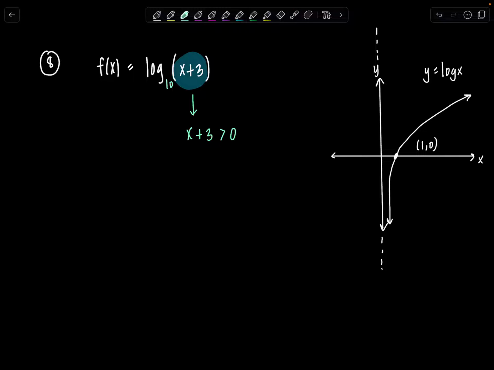Okay? Then just solve. So x has to be greater than negative 3. And then you're done. So you just say my domain is x such that x is greater than negative 3. Or in interval notation, since it's not including negative 3, then you do parentheses from negative 3 to infinity.